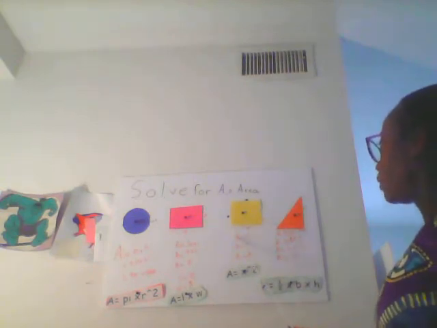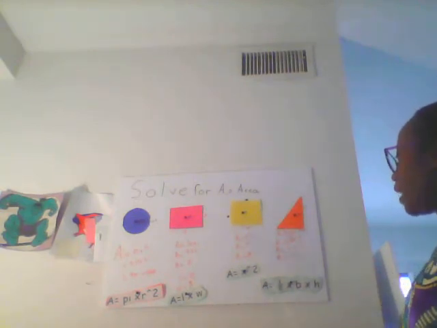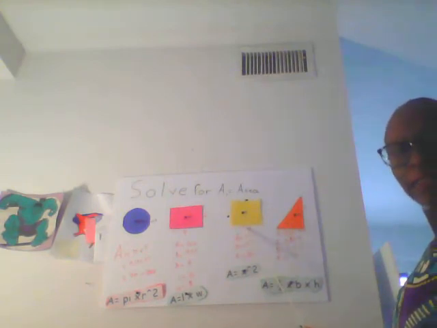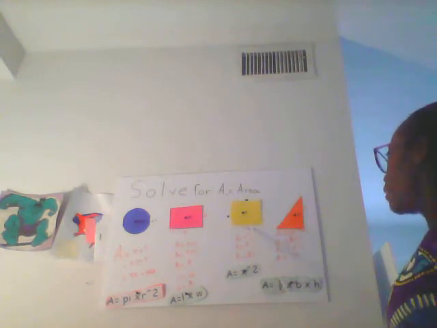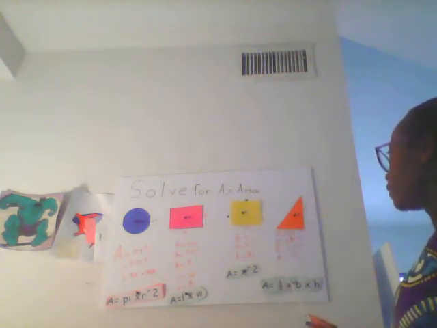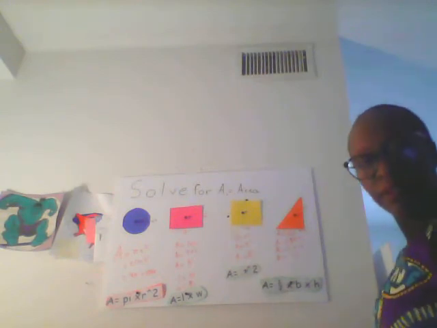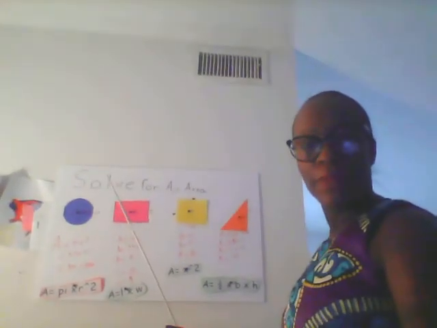The square. For the square, you have A equals x squared. You're only going to use one side to determine the area of a square. Some people may say side times side, which is 9 times 9, equal to 81, or 9 squared.